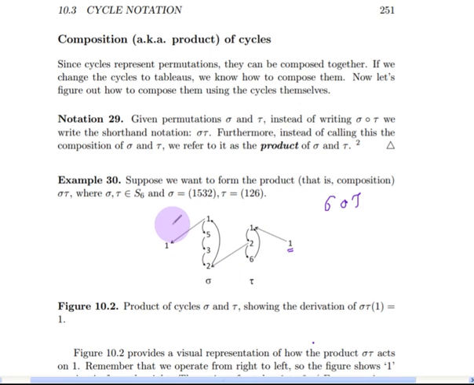Let's just think about what happens if I took 2 instead. If I took 2, 2 would go here to 2 here. And then the 2 goes to 6. And then if I go over here, 6 is not included anywhere. So sigma doesn't do anything to 6. Sigma gets 6 a pass. So 2 would go to 6. And clearly I could do any element this way.